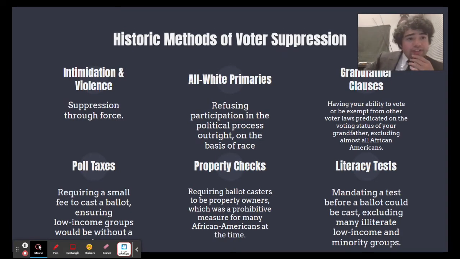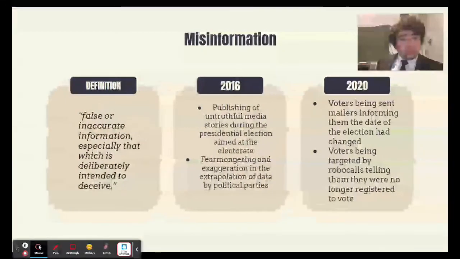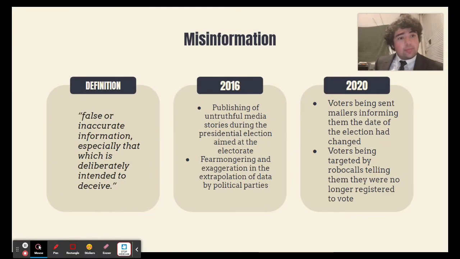And now we're going to move into some that we may recognize in today's society, that we might have seen in our day-to-day lives. These are modern methods of voter suppression. These are the ones that are happening in society right now as we speak, as the elections we're holding are going on. And the first one we're going to talk about is misinformation, which we talked about briefly in the last episode. Now, it's defined as false or inaccurate information, and that's exactly what it is. It's information distributed by a political actor in this case, or any actor, with the intent to deceive.